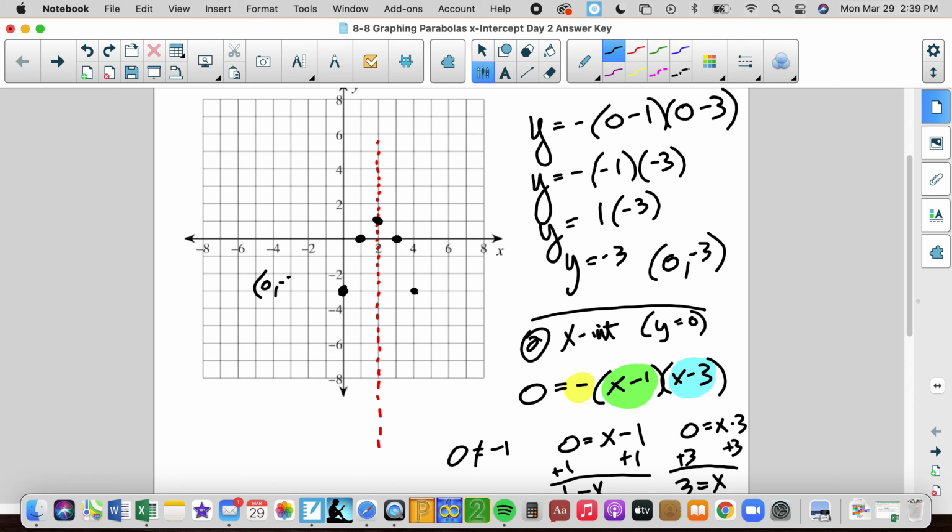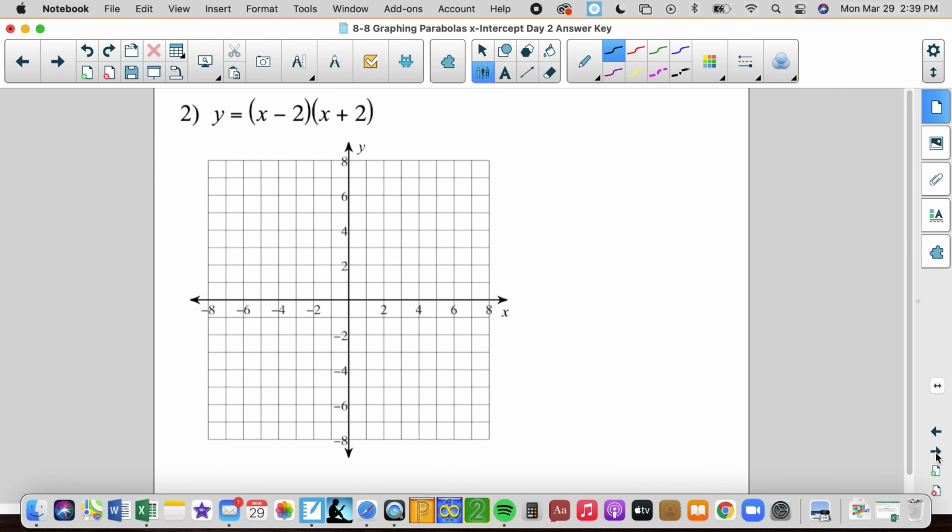That's going to be (0, -3). That's going to be (4, -3). This is going to be (3, 0). This is going to be (1, 0). And that's going to be (2, 1). Perfect. All good? So those are your points. Everybody should have those same 5 points. There shouldn't be a point that differs from that.